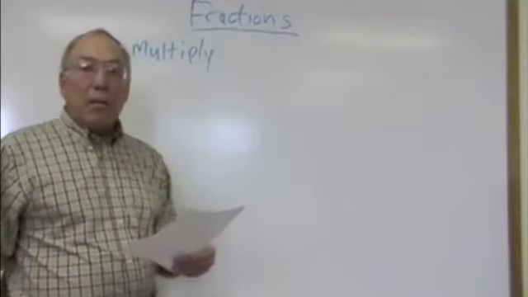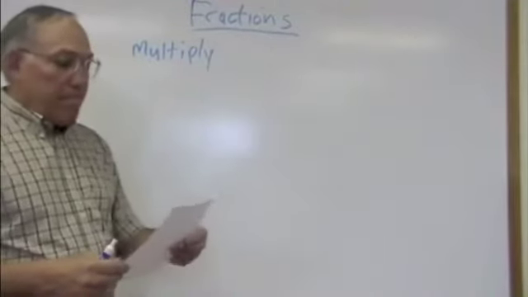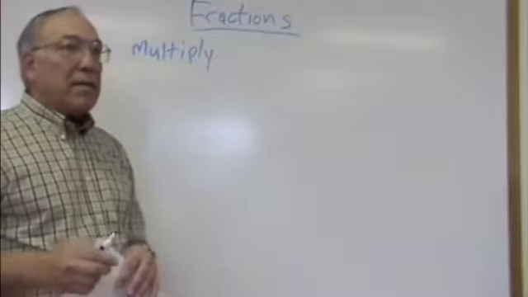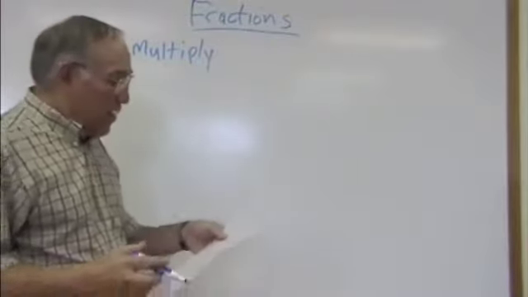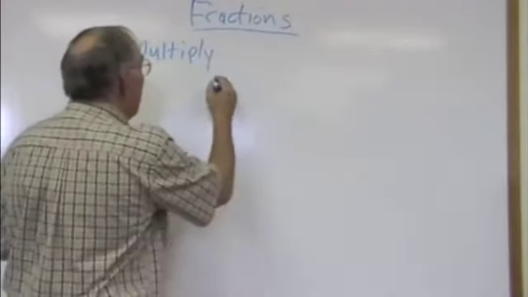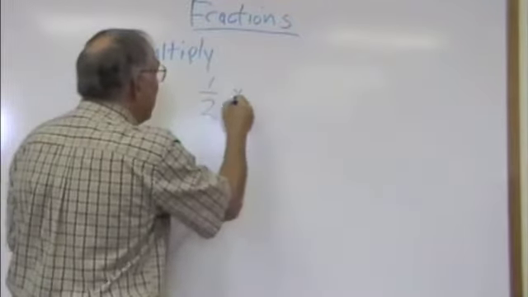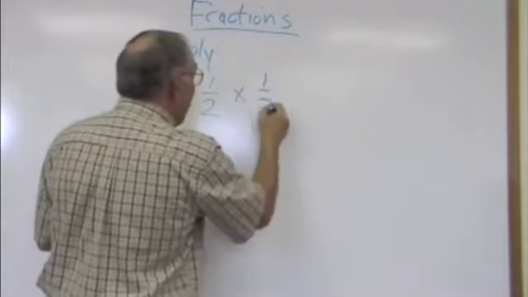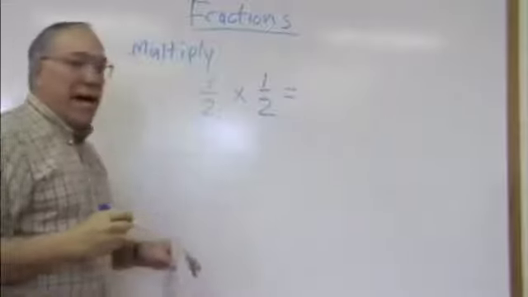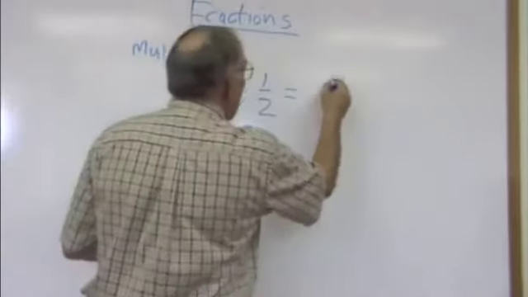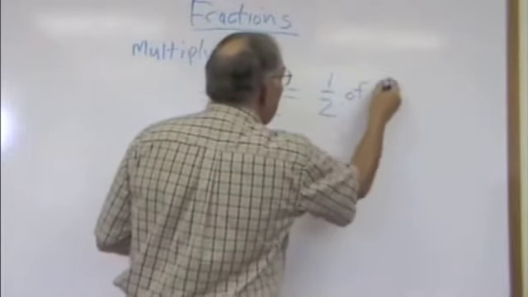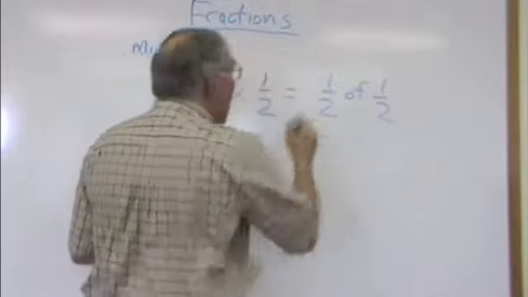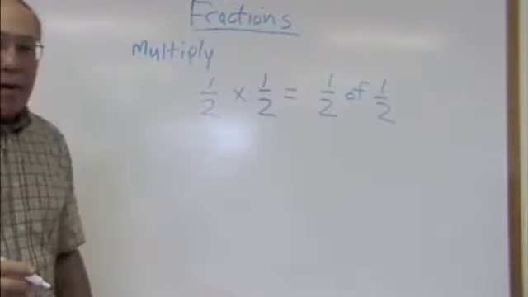Okay, to multiply fractions, let's think of multiplying fractions and using the word "of." So if I had the problem 1/2 times 1/2, when we multiply fractions, this is really the same as 1/2 of 1/2. So "of" means multiply. What is half of a half?